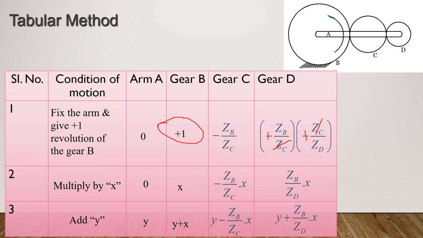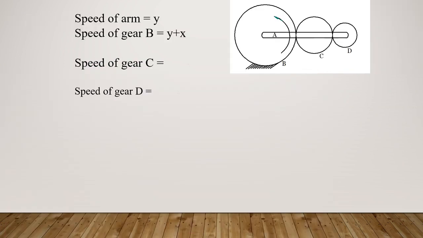So in the problem they have asked to find the speed of gear D. Whichever element they ask, you have to solve that particular expression. That means we have to solve this expression now. Okay, Y plus ZB by ZD into X. This expression, if you solve and find the answer, that will be the speed of gear D. Okay, so we will start solving that.